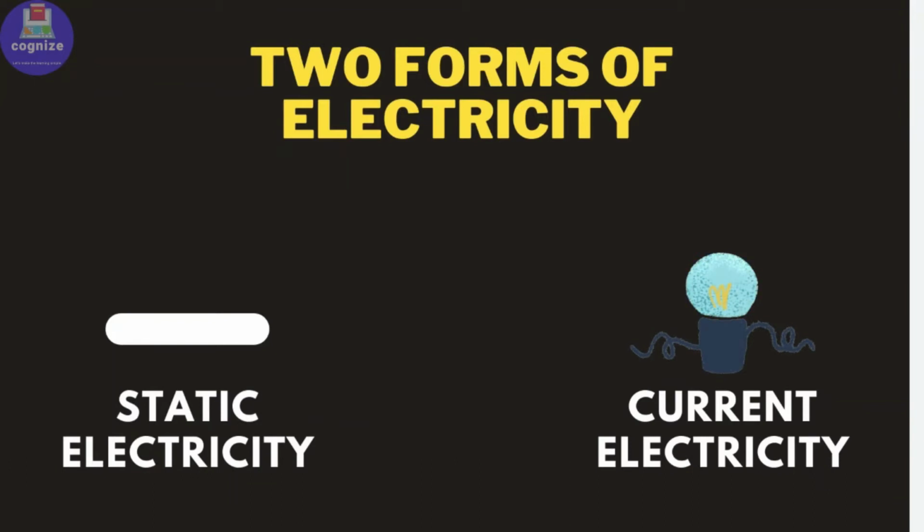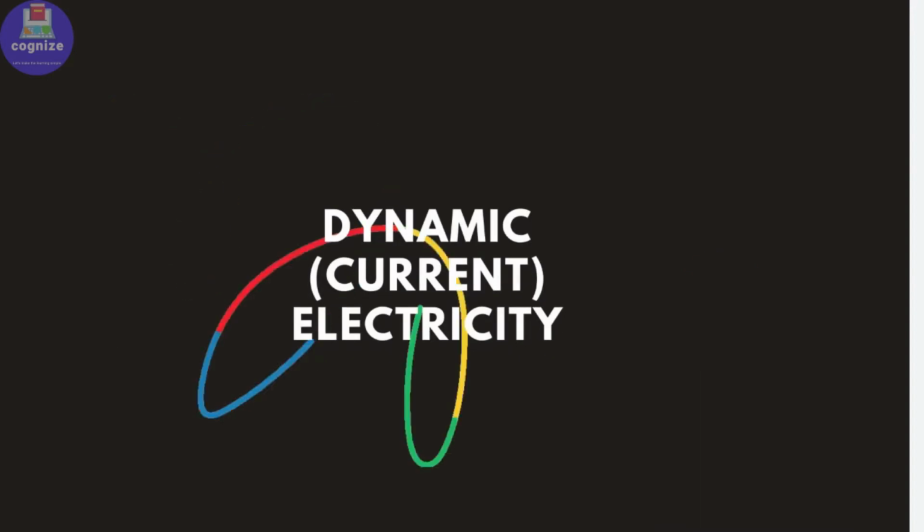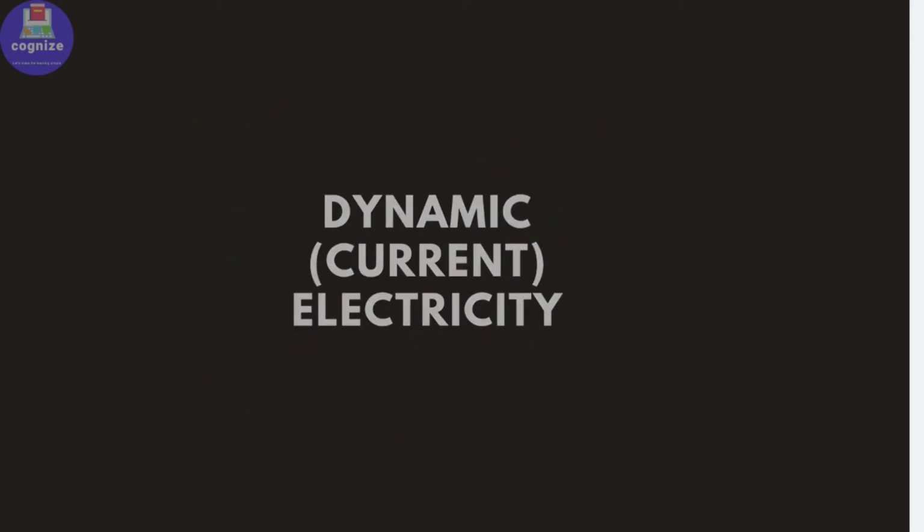There are two forms of electricity: static electricity and current electricity. In this video, we'll discuss current electricity. However, static electricity is also important to understand as well.